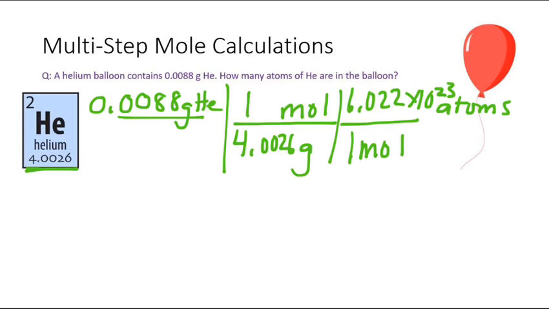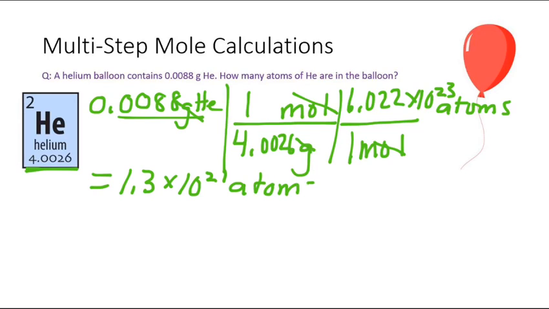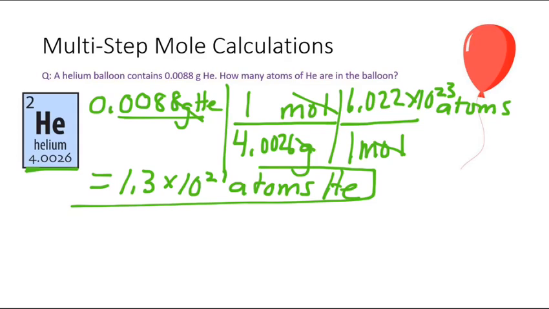So now we're set. Let's just cancel our units to make sure we've set this up correctly. And we need to multiply through. When we conduct the arithmetic, it gives us a number of 1.3 times 10 to the 21st atoms of helium. Woo, that's a lot of atoms of helium in a single balloon.